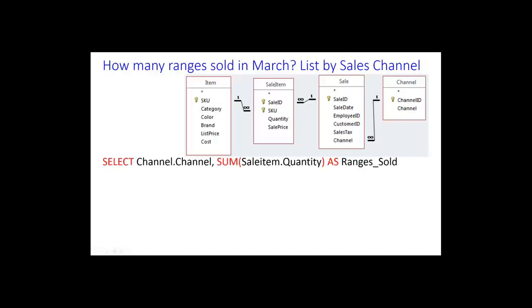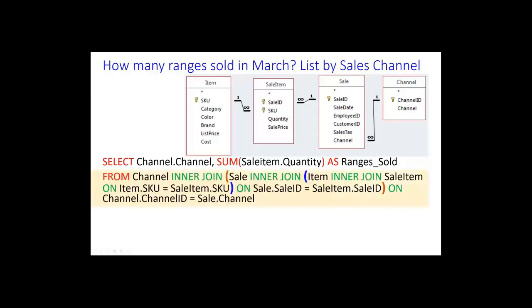So we start with select the channel, and adding up quantities sold as ranges sold, and then the inner join statement. Joining four tables. As we see here, nested parentheses include those joins. The innermost parenthesis is processed first. Item and sale item. These two tables are joined first, and then the result will be joined with sale, and then at last the results will be joined with channel.